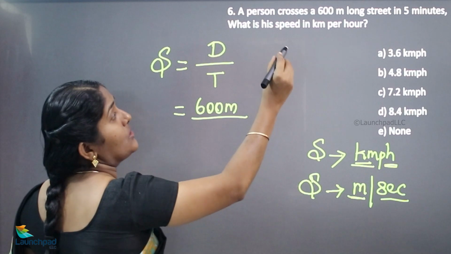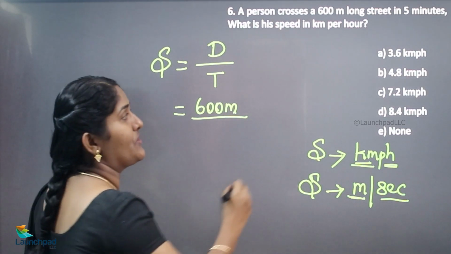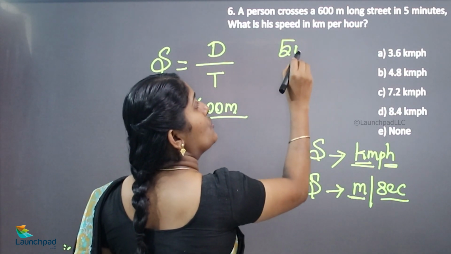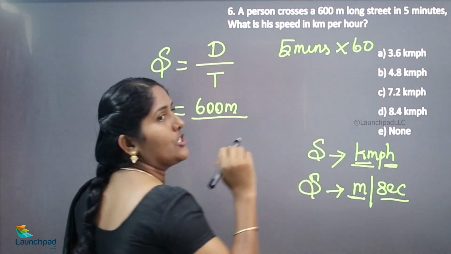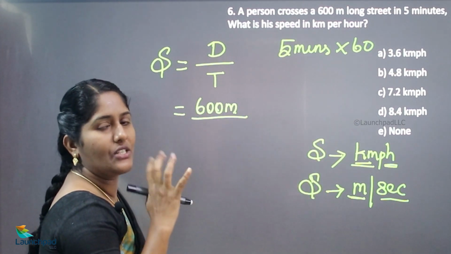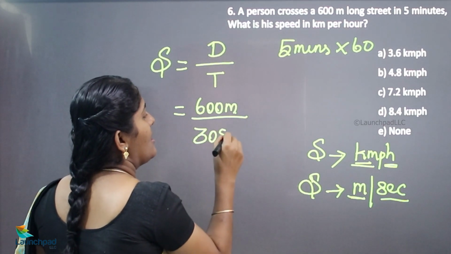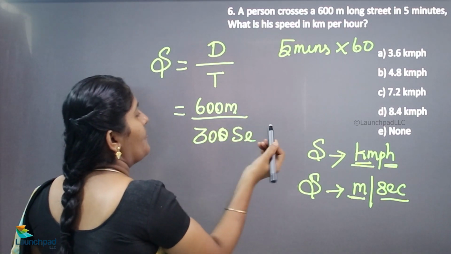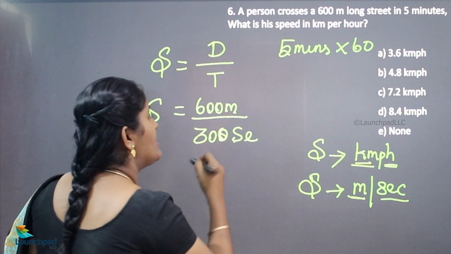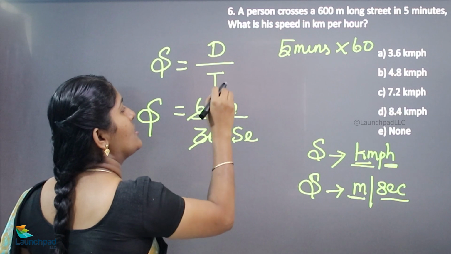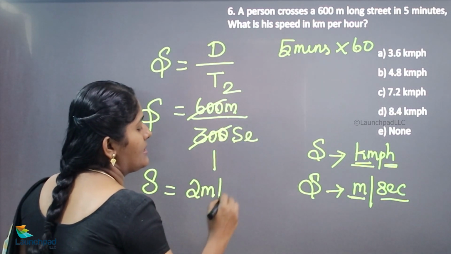Now, the distance is in meters, but the time taken is 5 minutes. We should convert that 5 minutes into seconds, by multiplying with 60. So 1 minute has 60 seconds. 5 minutes means 5 into 60, 300 seconds. Now the speed is in meter per second. What is the speed here? This is 1 time and this is 2 times. Speed is equal to 2 meter per second.